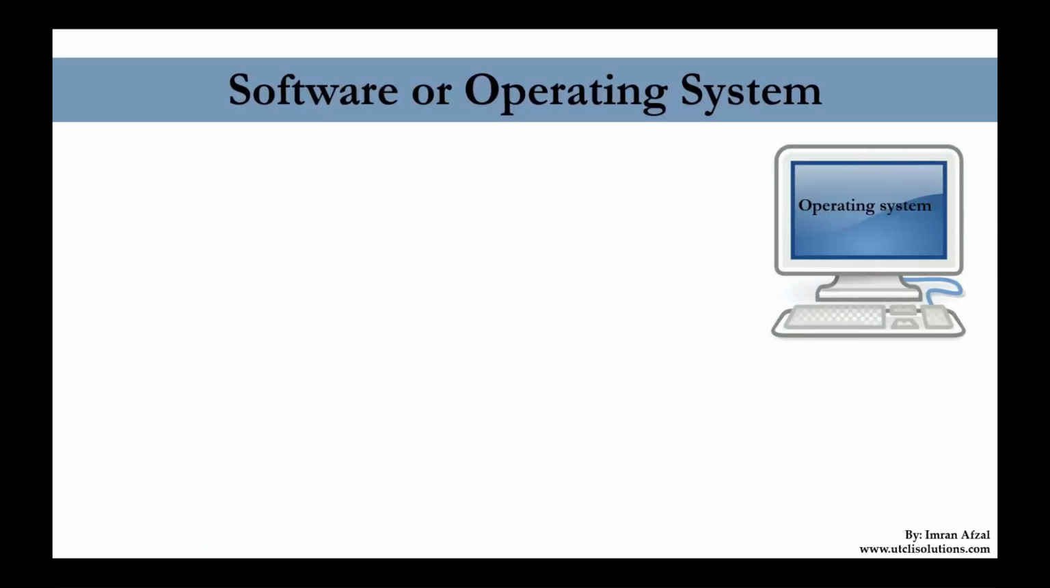Hey folks, in this video we are going to talk about software and operating system. Operating system is a software as well, and software is anything that you cannot touch which runs inside of your computer, as compared to hardware, which is something you could feel or touch. Software is a written set of instructions that tell your computer what to do.